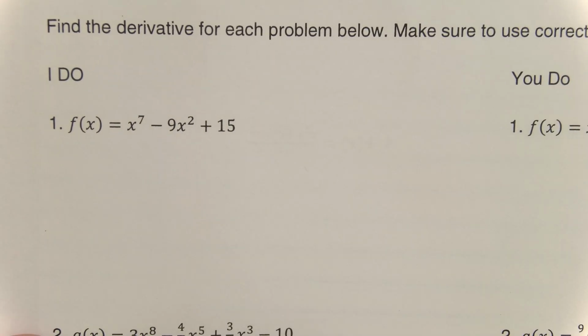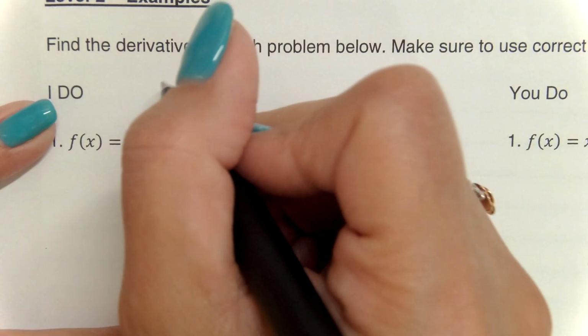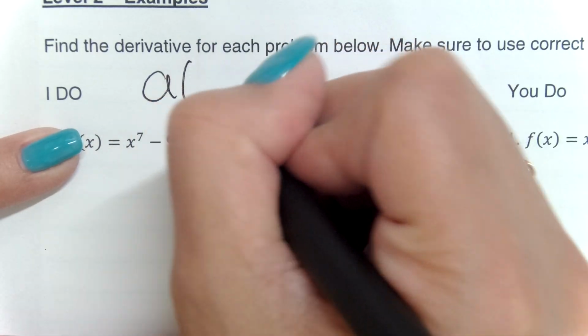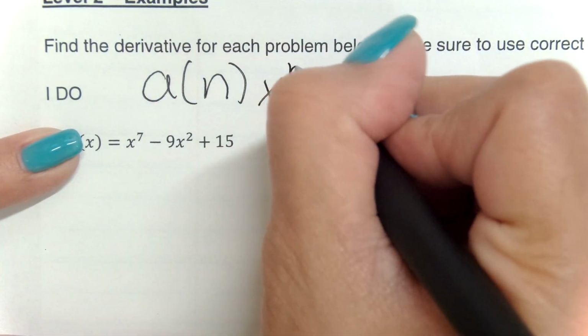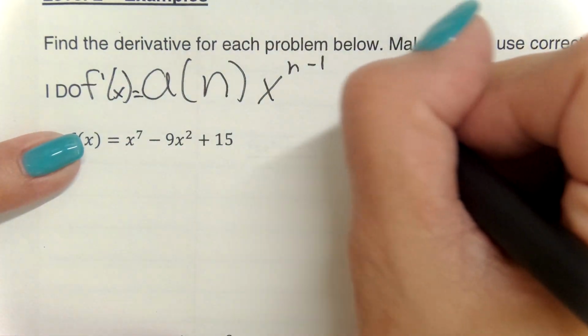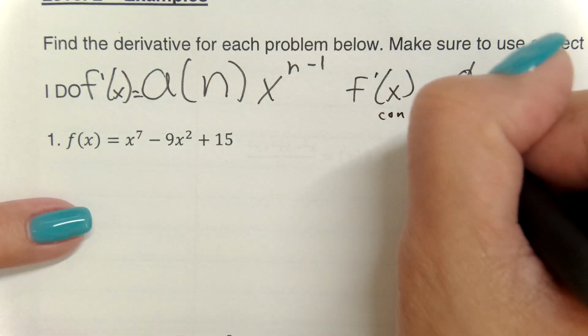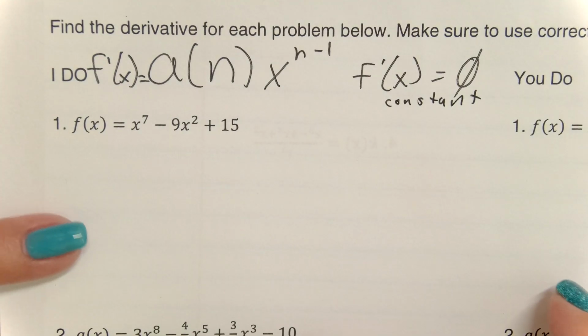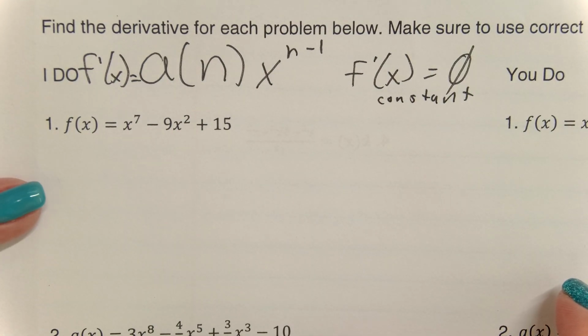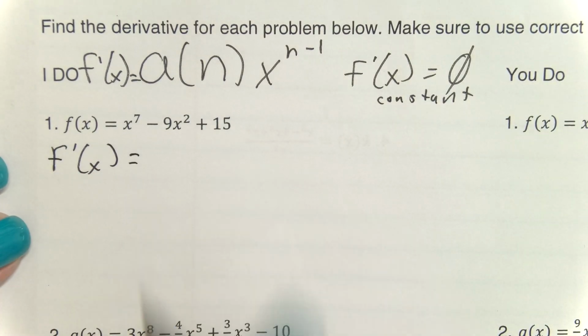Let's start. These are examples of polynomials because each of the terms has an exponent. I'm just going to write the formula here. You don't have to rewrite it because you have your notes. And then remember, f prime of x for a constant is equal to 0. I'm going to start with the derivative notation because remember, these are not equal.